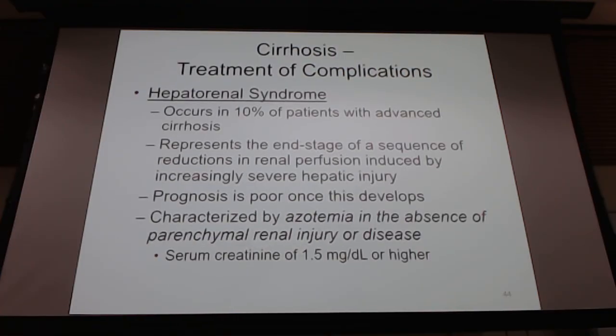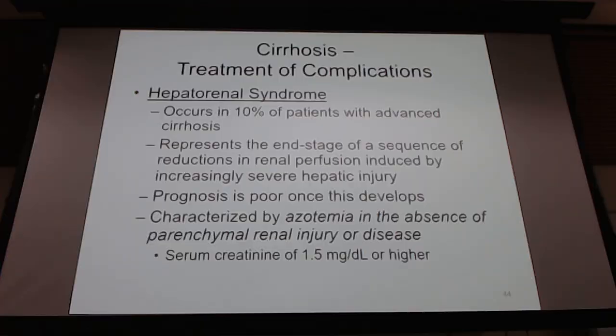So here's your hepatorenal syndrome. 1 in 10 with advanced cirrhosis. End-stage sequence of renal hypoperfusion. So the liver's not working anymore, and it's vasodilating. Now the kidneys are starting to fail. Poor prognosis with this. How do we know the kidney's taking a hit for that? We're going to see a bump in our serum creatinine up to 1.5. Remember, serum creatinine goes up, GFR goes down. It's going up. That means we're getting in the realm of where we're having chronic kidney disease, potentially progressing to chronic kidney failure.